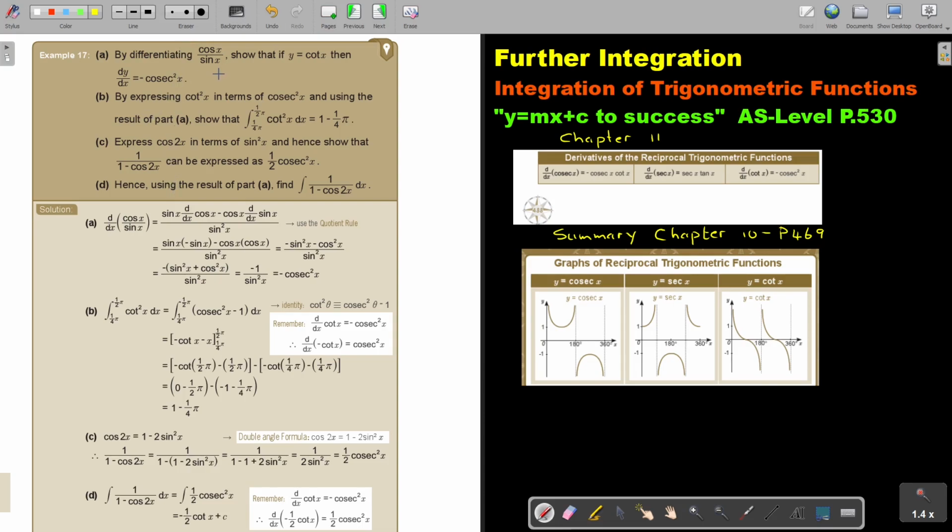They are mixing differentiation, and it's actually to help you and then go to the integration. But let's start. By differentiating cos x over sin x, show that if y is equal to cot x, then dy over dx is equal to negative cosec squared x.